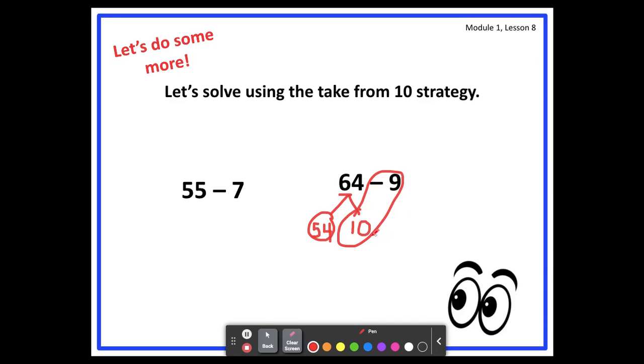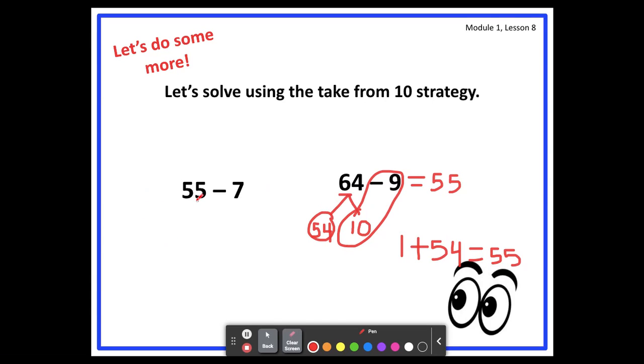Now, I can subtract 10 minus 9, which equals 1, and then add the next part, which is 54, and that makes 55. 64 minus 9 equals 55. Now notice I did leave out one step, but that is just if you feel comfortable doing it mentally. Let's do that one more time, and then it'll be your turn to show me what you've learned today.